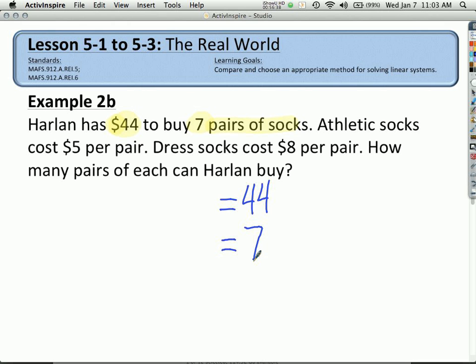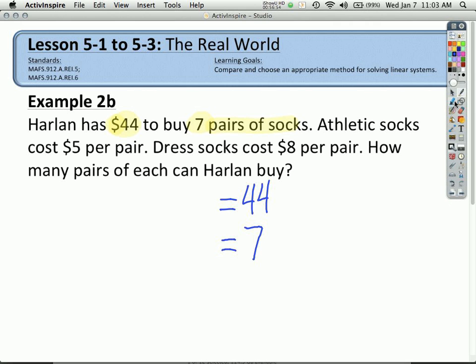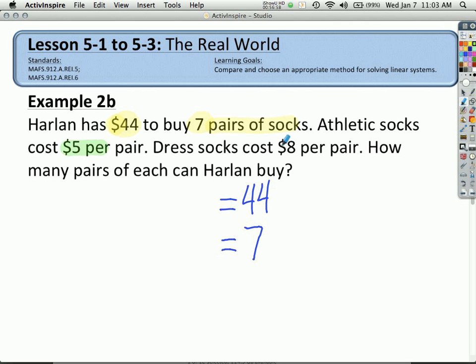Now, what about the rest of this question? What information are we given? Cheyenne? Okay, so we're given two what? Say that again. Given two rates. Look at this. We're given $5 per and $8 per.